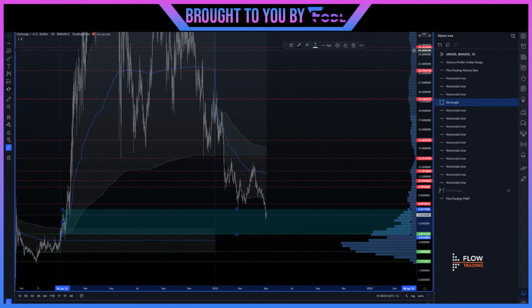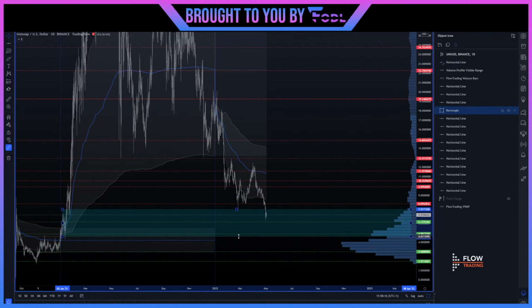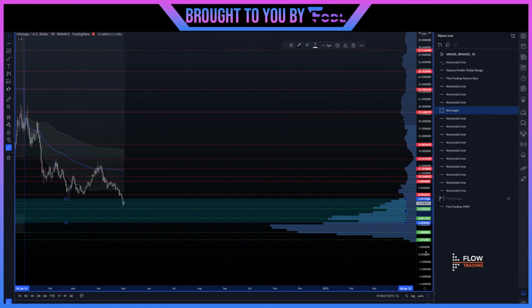Okay, even though there is a little low volume node there, there's another one there. Okay, but this is basically how I see it. In fact, this could go all the way down here, which is a previous year's VWAP close. So let's have a closer look now.